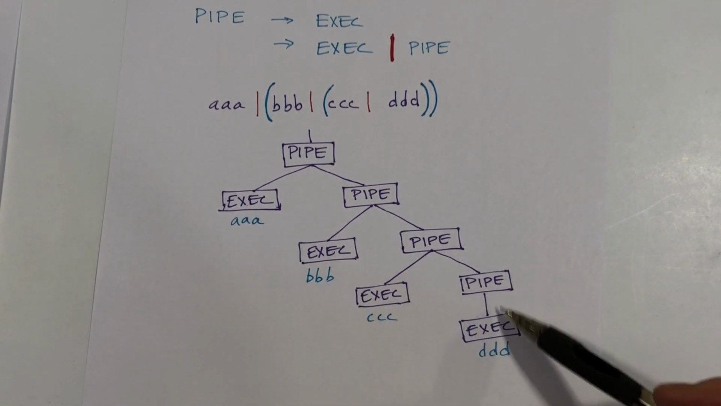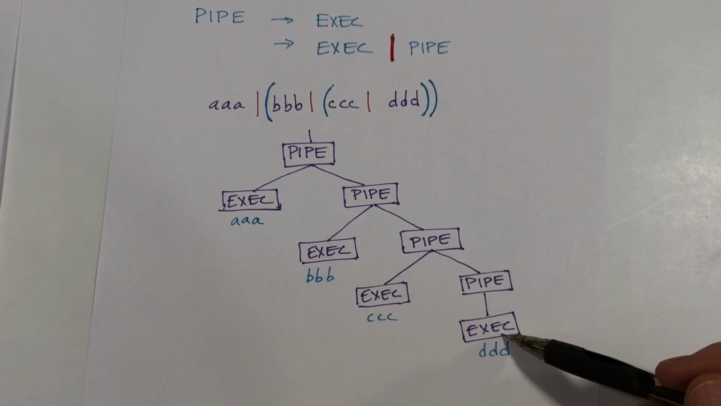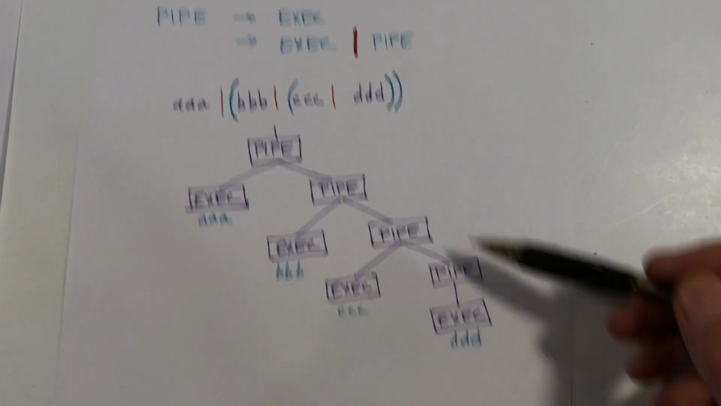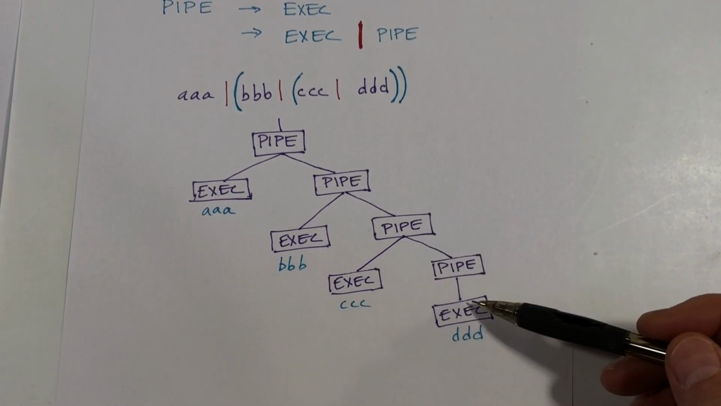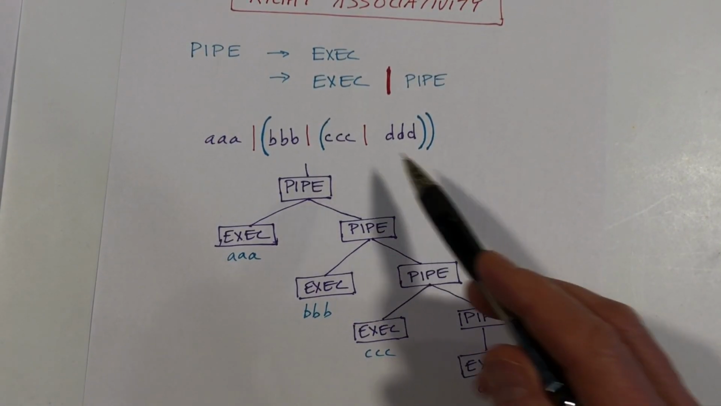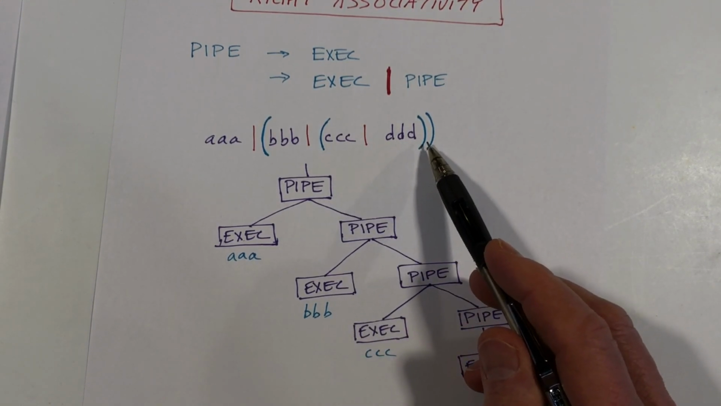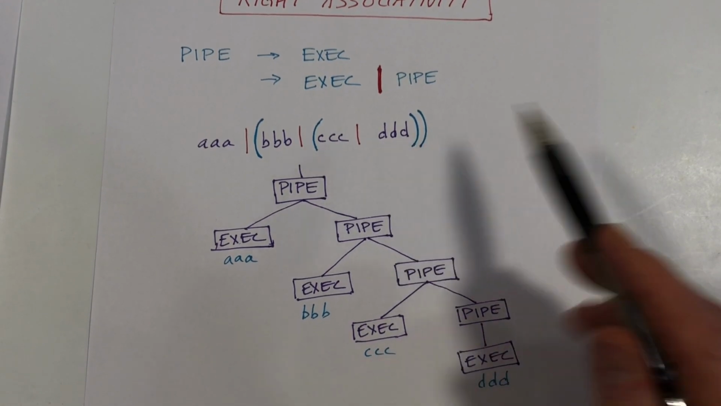And finally, the last invocation will pick up the D, see that there is no vertical bar, and then it will just essentially use this rule. The result of all this is we get a tree with right recursion. What that corresponds to is grouping like this, like we've shown. I've added parentheses here to show how this particular expression will be interpreted with our parser.